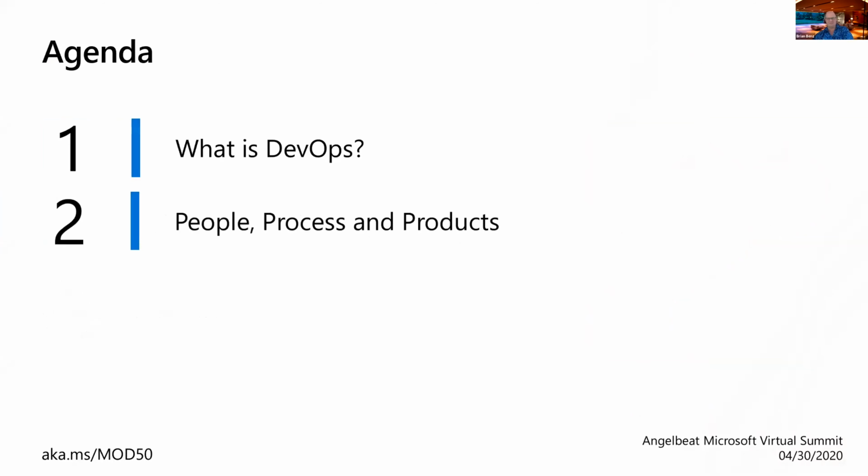What is DevOps? I'm going to cover that. And we're going to talk about people, process, and products, which is actually part of the answer for DevOps. And then I'm going to show you a demo of DevOps in action. What's going to happen is I'm going to make a change on my local repo. It's going to be posted to GitHub, and that's going to generate a build and a release out to an Azure web app, which basically runs a software as a service platform for you.